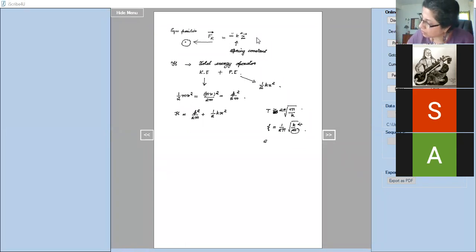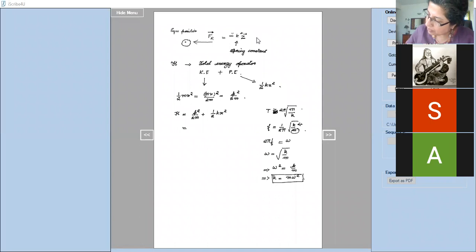Now what is 2 pi f? Can anybody tell me? This is nothing but the angular frequency omega. So omega is equal to root of k by m. Let's take squares on both sides. We get omega square equals k by m, which implies that k is nothing but m omega square. We are going to use this expression.